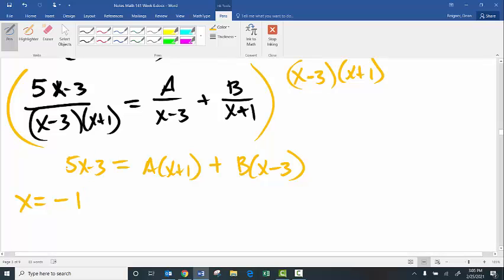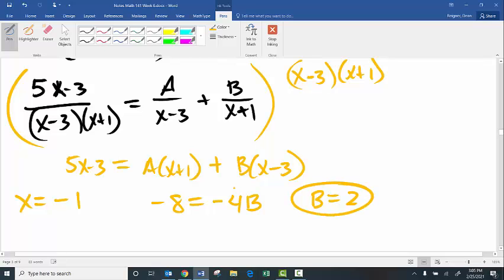So you plug in -1 over here, so 5 times -1 is -5, minus 3 is -8, equals, you plug in -1 with the A, and that cancels out. So now you plug in the -1 down here with the B. So -1 minus 3 is -4 times B, which is -4B. And then divide by -4, so you get B is 2.